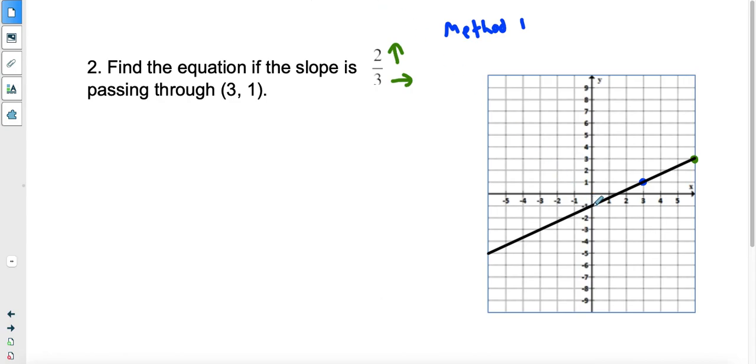So we have enough information here to write my equation. The equation of my line is just going to be y is equal to mx plus b. And then we're just going to plug in our values for m and b into the equation here. M is just 2 over 3, that's our slope. And b, we saw, was negative 1. And there we go.